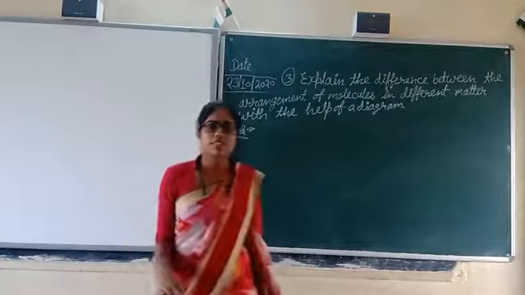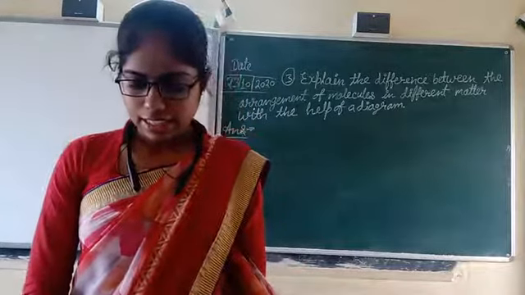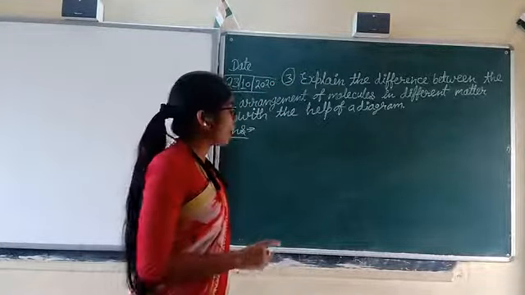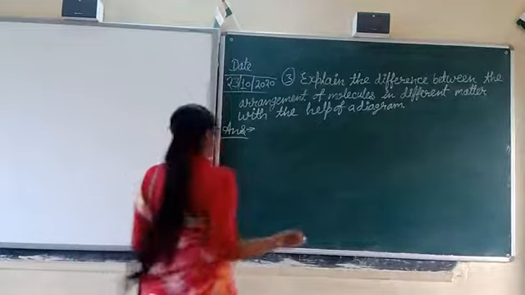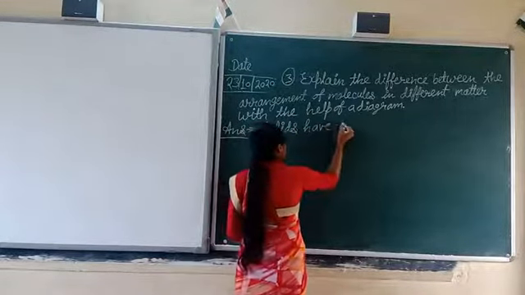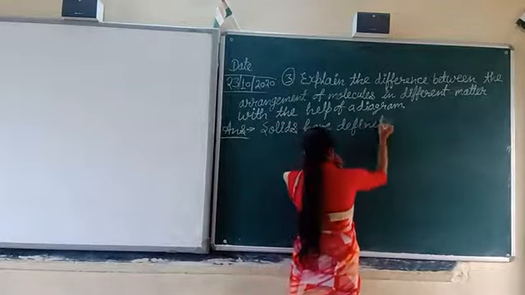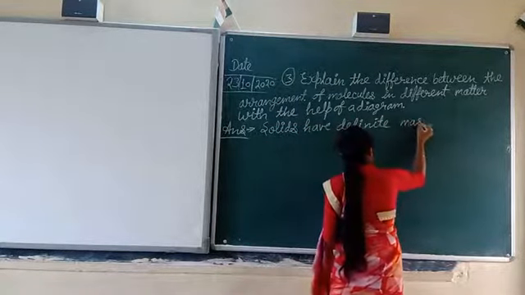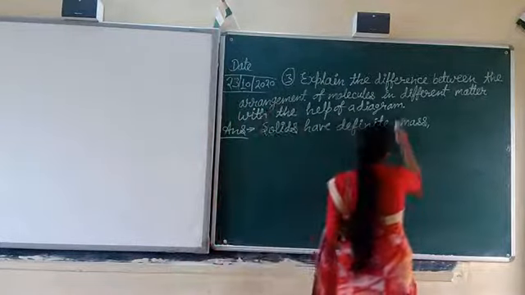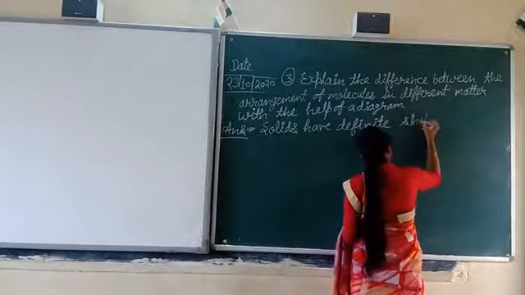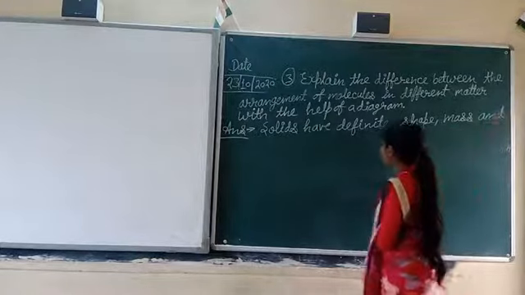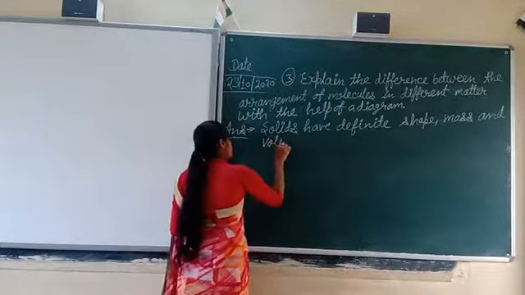Let's see the answer for this. First of all, we will write 1 or 2 lines about that, then we will draw the figure. Solids have definite mass. Not only definite mass, but shape and volume also. Solids have definite shape, mass, and volume. This is about the solid.